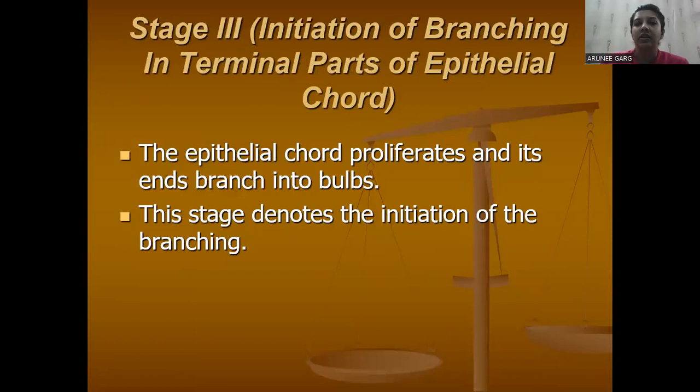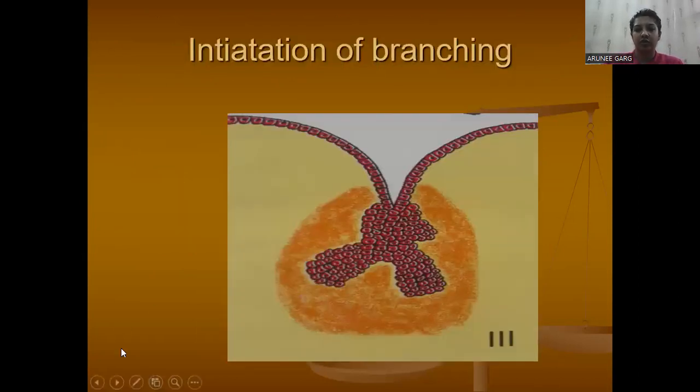Stage 3 is initiation of the branching in terminal parts of the epithelial cord. The epithelial cord proliferates further and its end branches into bulbs. This stage denotes the initiation of branching. You can see the branching here, and this is going to form a bulb.